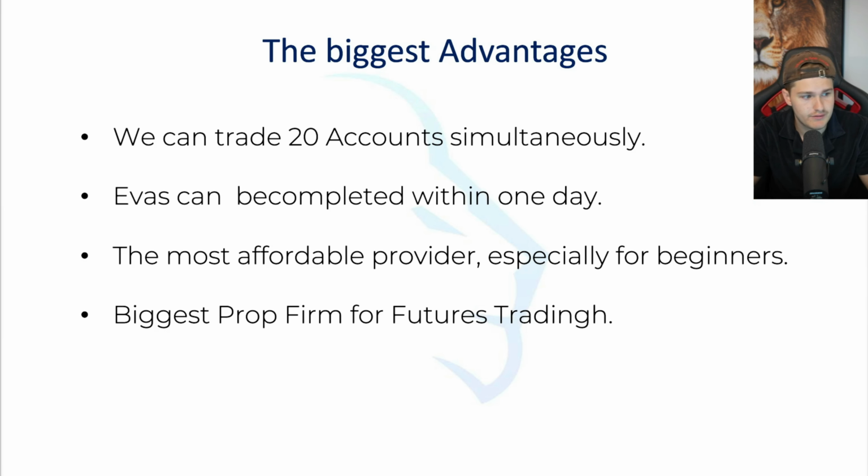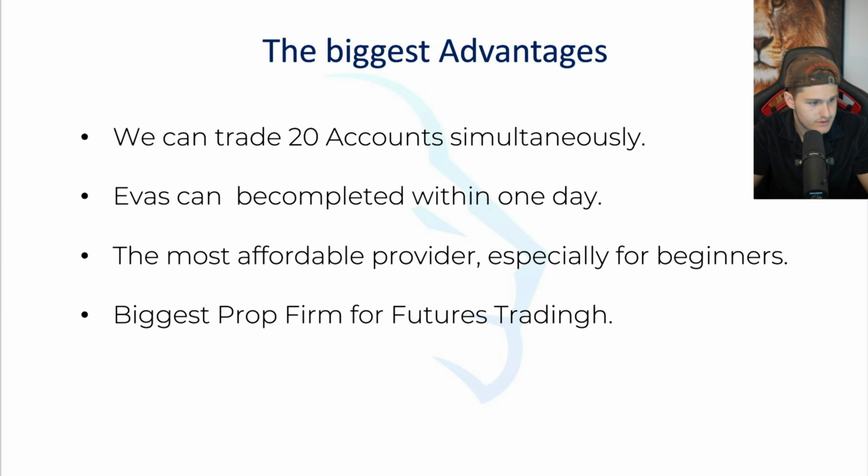Number 2, which I find very nice, is that evaluations can be completed within 1 day. In the past you always had to trade several days to get funded, but nowadays if you reach your target, in this case for example on a 50k account, if you reach your $3,000 goal, you will get funded the next day. So it's a 1-day pass. Many other prop firms I know have rules for that, so you have to trade a couple of days to then get funded. Apex is the complete opposite. You only have to trade 1 day nowadays.